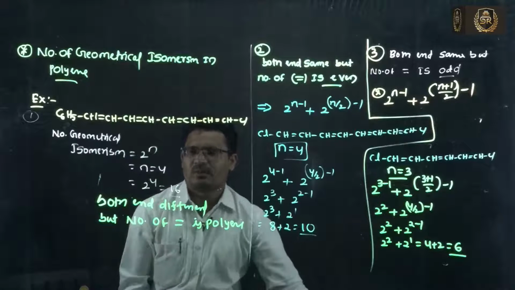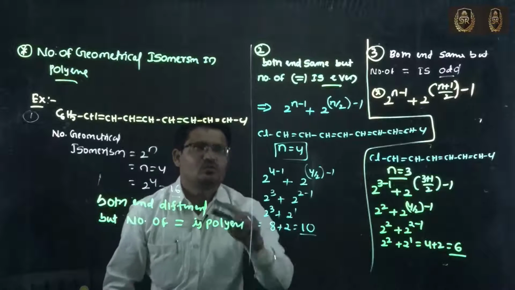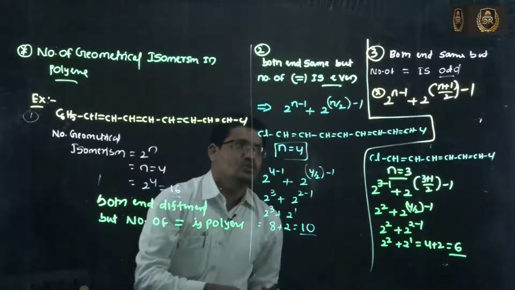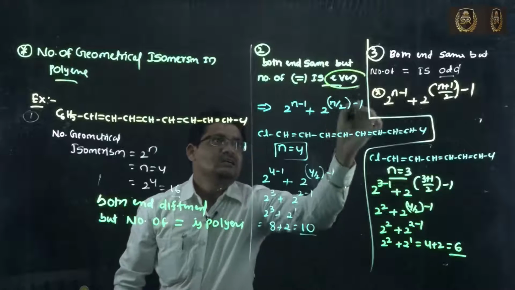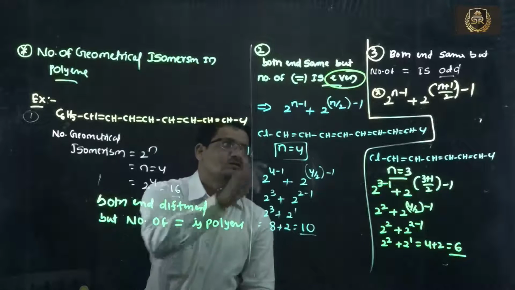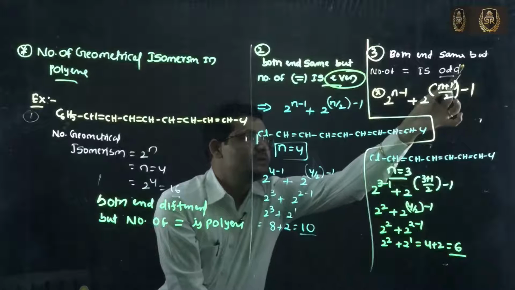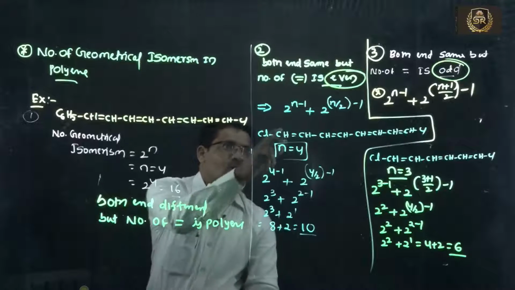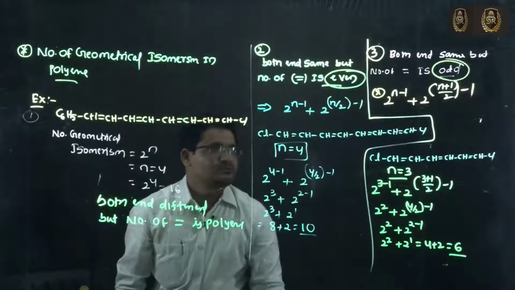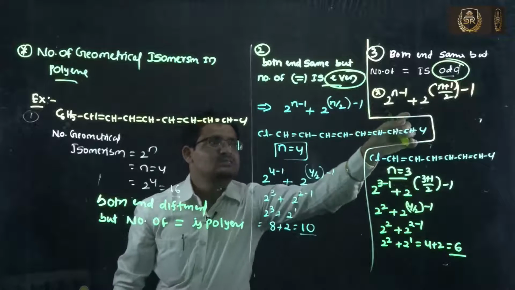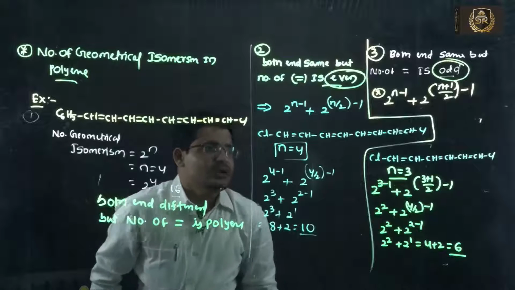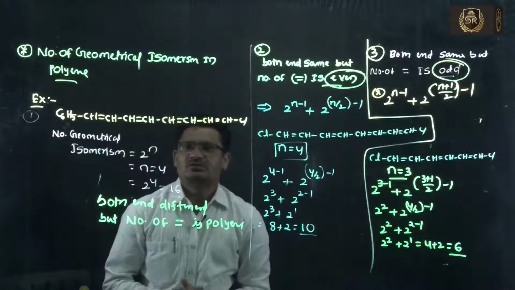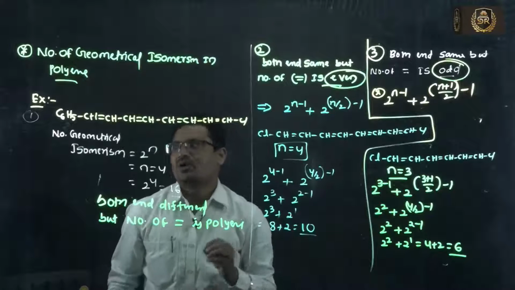Geometrical isomers are nothing but 2 power n. Both ends are the same, but the number of double bonds is even, you have to imagine it for this. Both ends are the same, but the number of double bonds is odd. For even, 2 power n minus 1 plus 2 power n by 2 minus 1. For odd, 2 power n minus 1 plus 2 power n plus 1 by 2 minus 1. So this is the number of geometrical isomers in polyene.